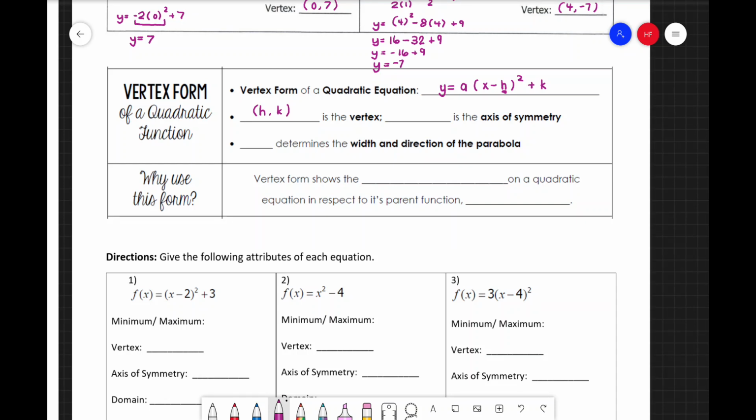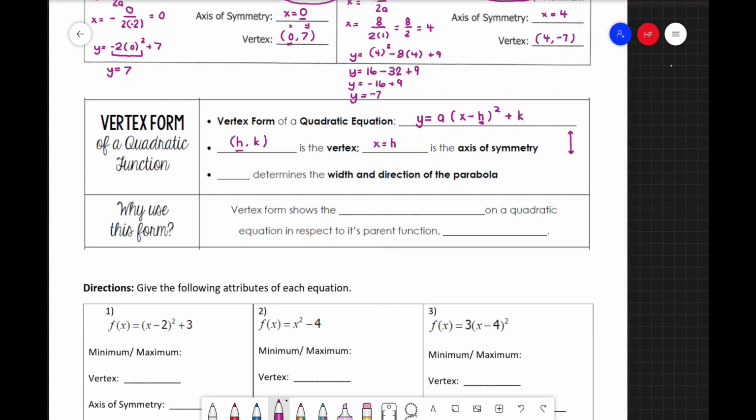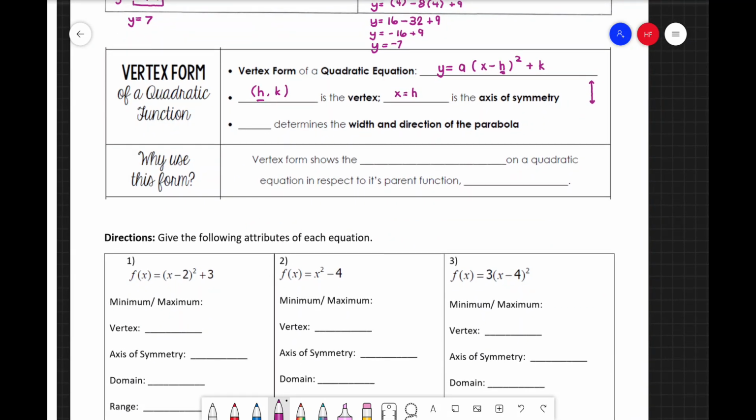And then the axis of symmetry is going to be x equals h because it's going to be that vertical line that cuts it. And this is where my x's are my h. Remember here, my vertex 0 and 0, 4 and 4. So here, x will equal h. It's going to be that x value of the vertex. And then a will determine the width and the direction of the parabola. So just like in standard form, where it determined whether it was up or down, it will still determine whether it is up or down.